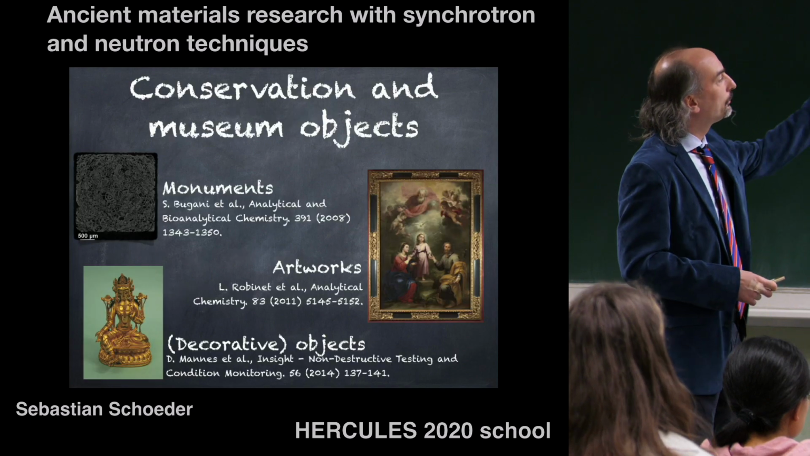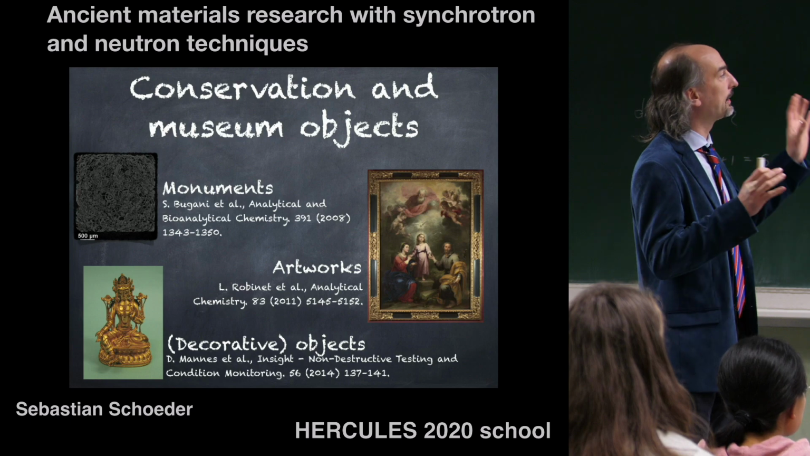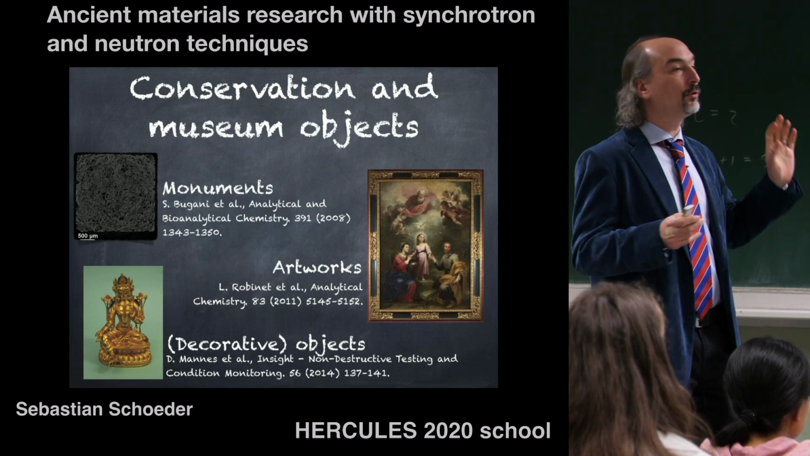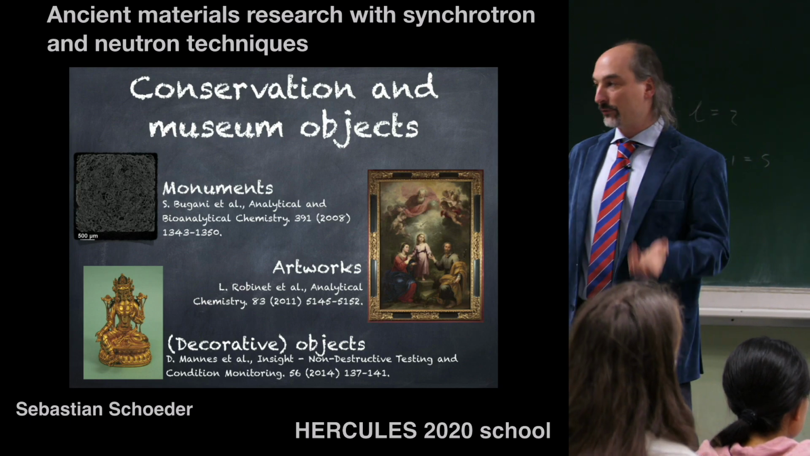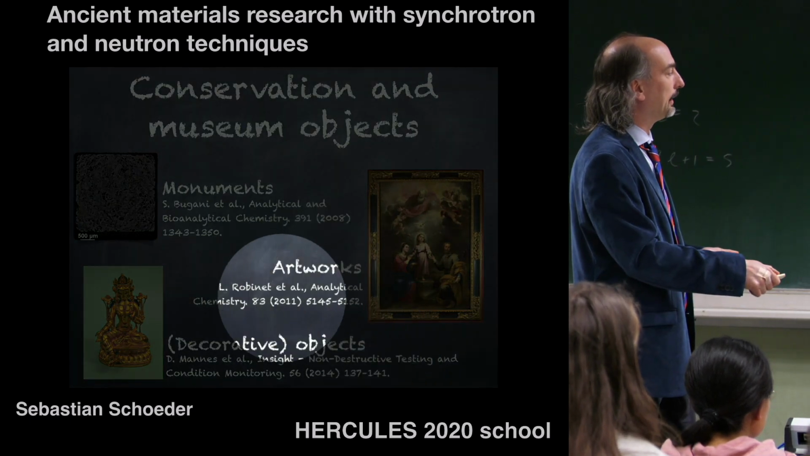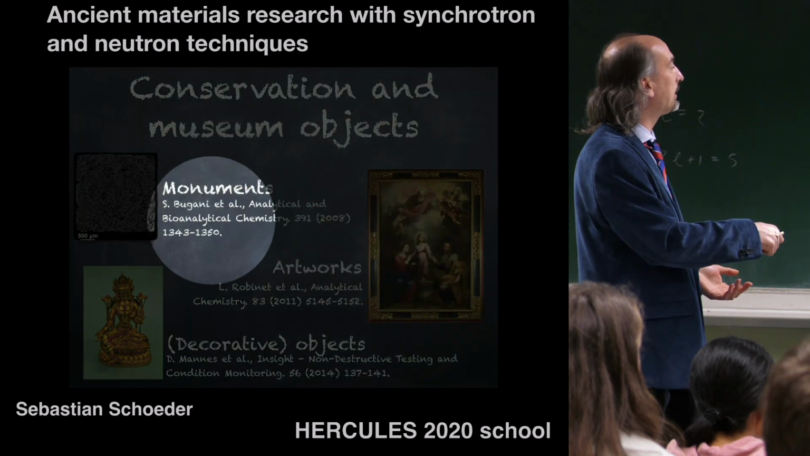The last two points I put together because they're looking at the same samples. This is conservation science and a science about museum objects. And here we're looking at everything that you can find in a museum. Of course, in a museum you can find everything. The first thing you probably think about is the artworks, like in an art gallery. But you can have everything. You can have monuments, like castles or churches.